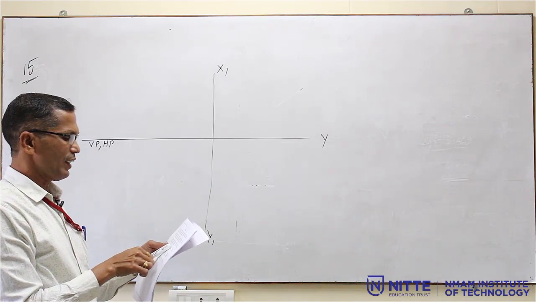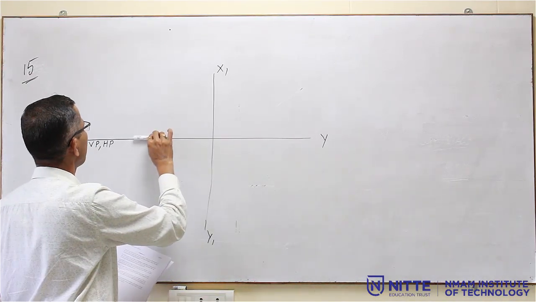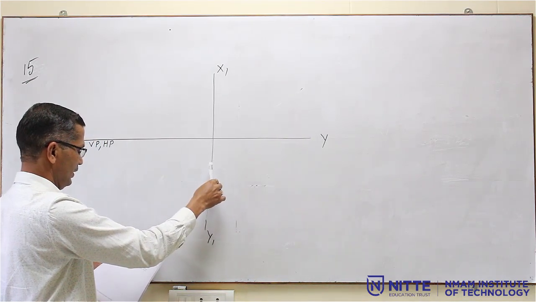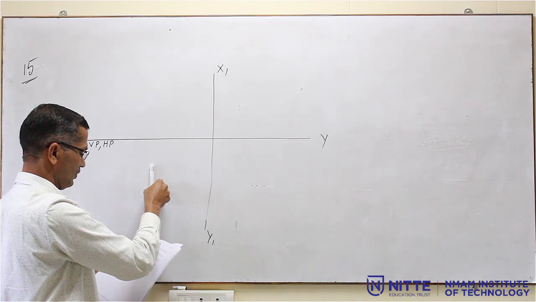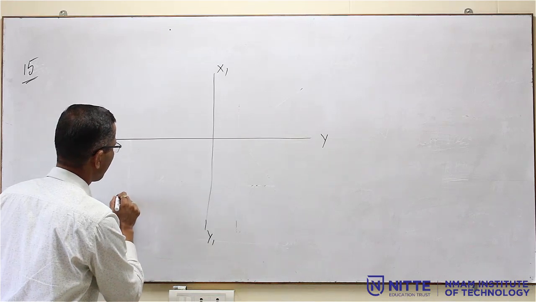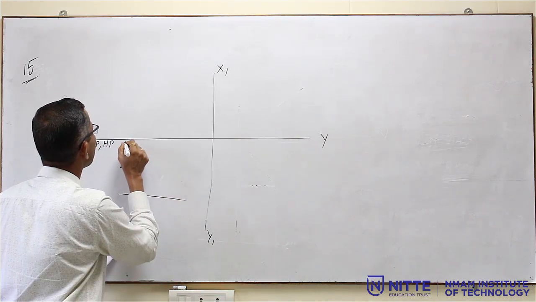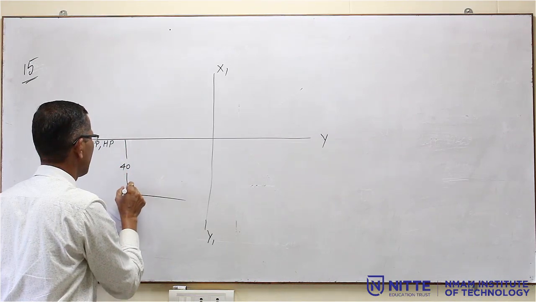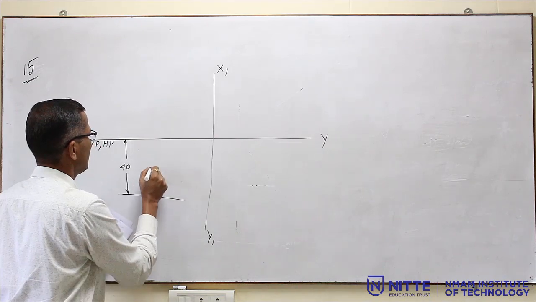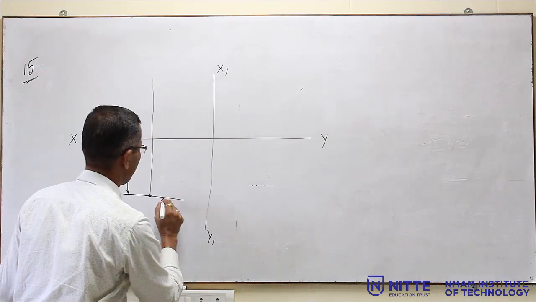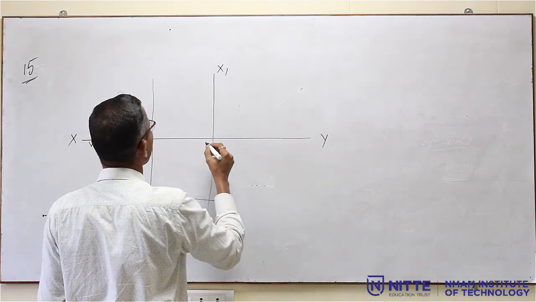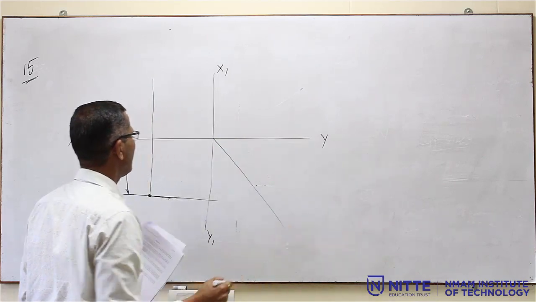A point A is 40 mm in front of VP. From here you have to measure a distance of 40 mm. From here you measure a distance of 40 mm and mark a point, draw up a light line. Now you have to draw the 45 degree line.